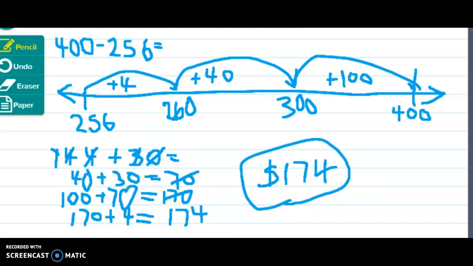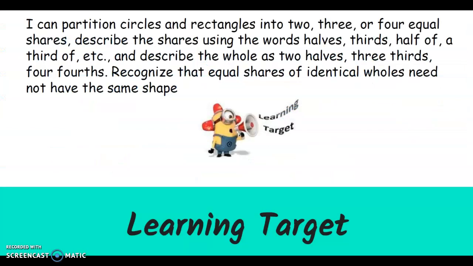Alrighty. Our learning target for today is: I can partition circles and rectangles into 2, 3, or 4 equal shares. Describe the shares using the words halves, thirds, half of, a third of, etc. And describe the whole as 2 halves, 3 thirds, and 4 fourths. Recognize that equal shares of identical wholes need not have the same shape.